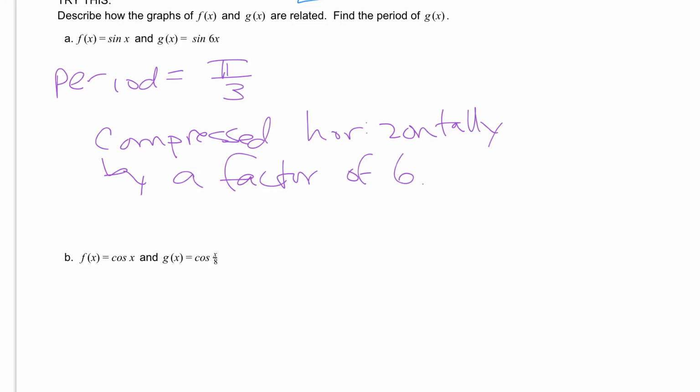And then for letter B, if you did letter B correctly, you should have gotten a period of 16 pi. And you should have said that this expanded horizontally by a factor of 1/8.